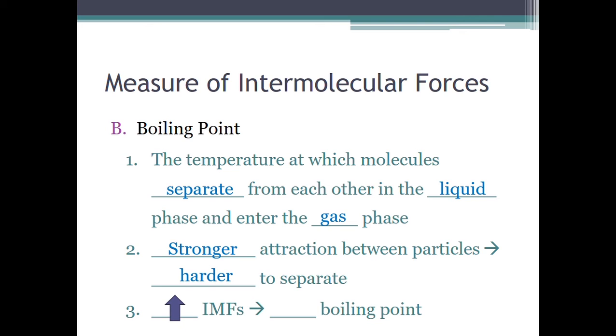So as you increase the strength of your IMFs, you are increasing the boiling point because you have to add more and more energy to make it boil. Higher IMFs, higher boiling point. So this is a direct relationship, versus IMFs and vapor pressure, which are an inverse relationship. They are indirectly related. All right, that is it for things to learn here.